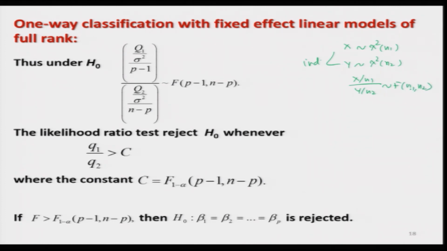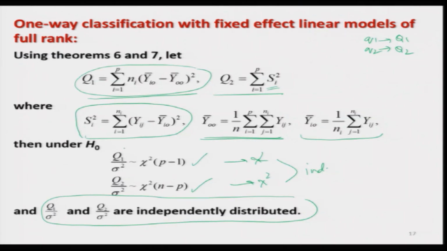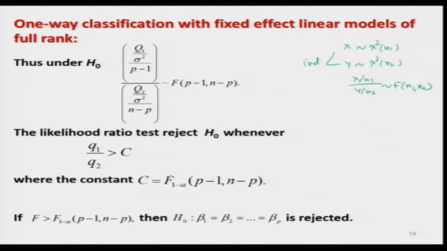So, that is the result of what we are going to use here. You can see that Q1 upon sigma square has degrees of freedom p minus 1, and Q2 upon sigma square has degrees of freedom n minus p. So, I take Q1 upon sigma square divided by its degrees of freedom p minus 1, and Q2 upon sigma square divided by its degrees of freedom n minus p, and that is going to follow an F distribution with p minus 1 and n minus p degrees of freedom under H naught. This is going to be a central F distribution.